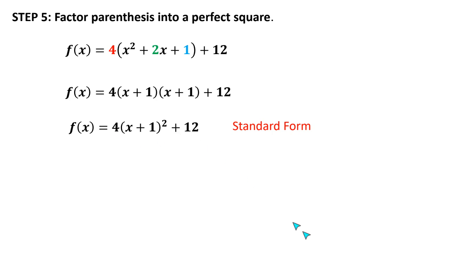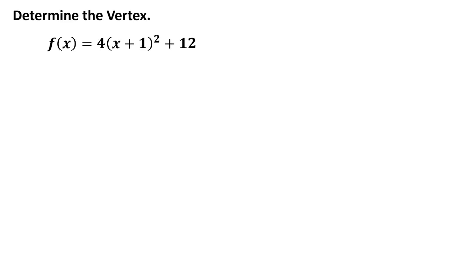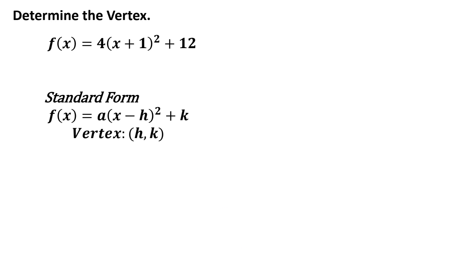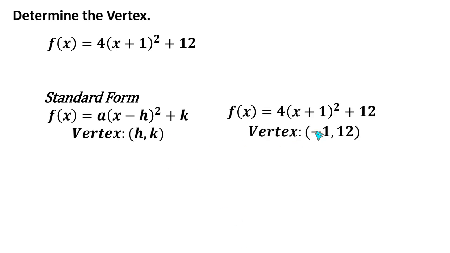we can get the vertex. So your vertex is going to be the opposite of what we have in the parentheses. So instead of +1, it's going to be a -1. And so let me go ahead and put it here. So we're going to have a -1, and then we keep the number outside, which would be 12. And so that's going to be your vertex. Once you have your vertex, then you'll be able to graph the equation a little bit quicker.